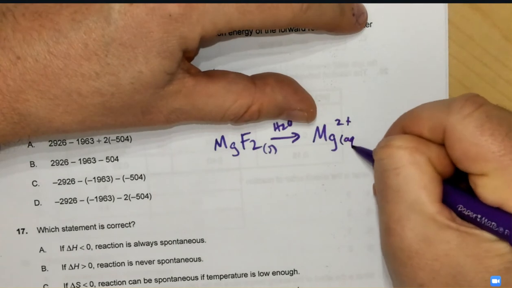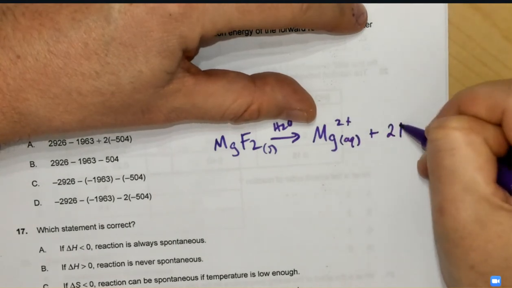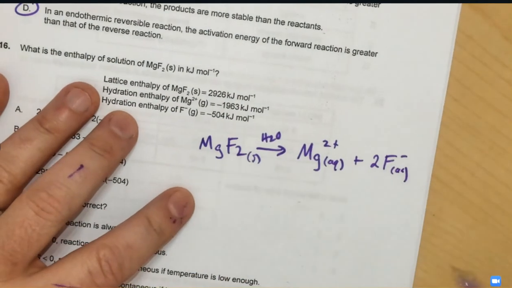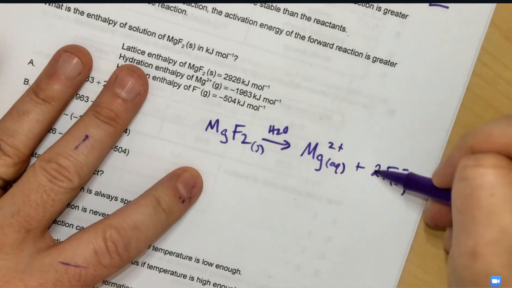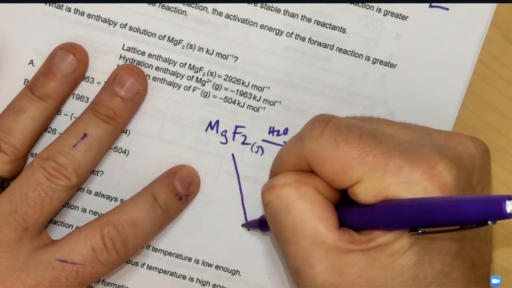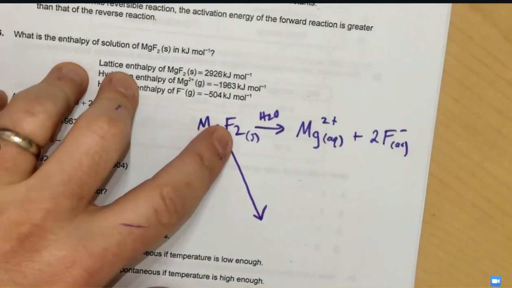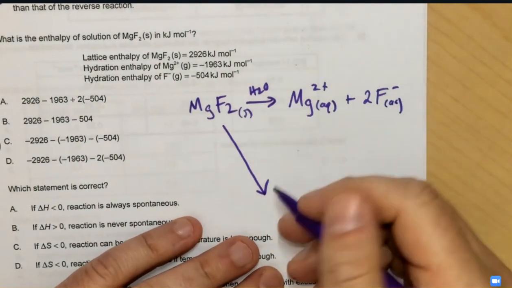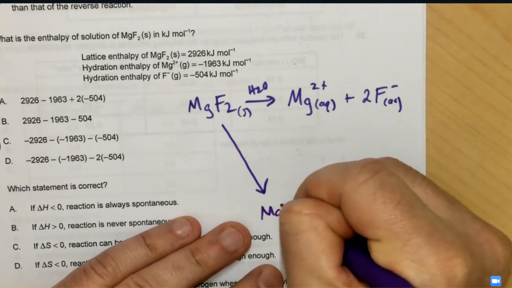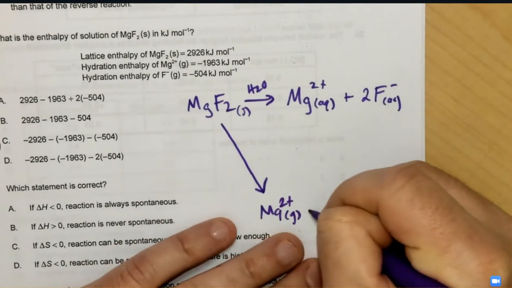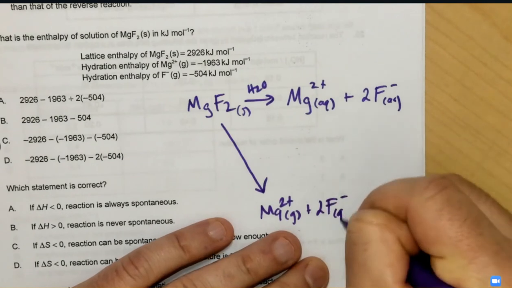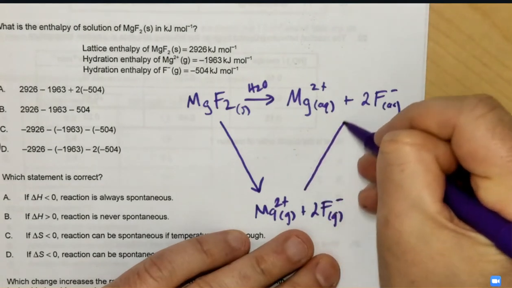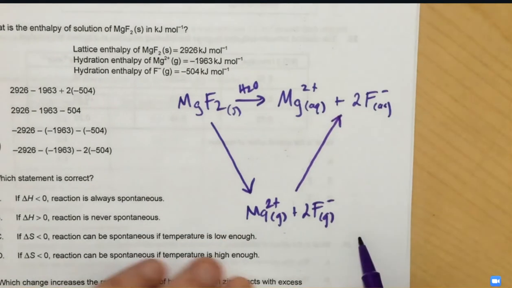So we're going to have 1 aqueous magnesium ion and 2 aqueous fluoride ions. Now, it doesn't happen all in one neat step. The first thing we have to do before we can make the ions is break apart this ionic compound into those ions. So we're going to take magnesium fluoride and break it up into gaseous magnesium ions and gaseous fluoride ions. Those gaseous ions will then combine with water to dissolve and become aqueous.